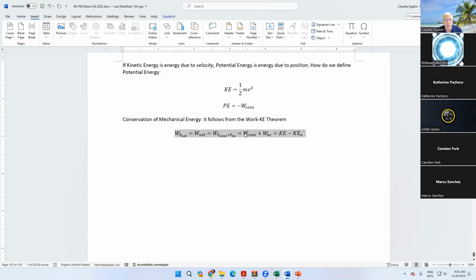So everything follows from this simple theorem that you see here. Don't forget, the work kinetic energy theorem applies to the net force only, to the work of the net force only. And we can have work done by conservative forces and work done by non-conservative forces. I'm going to simplify even further. I'm going to put just C for conservative force, and NC for non-conservative. Okay.